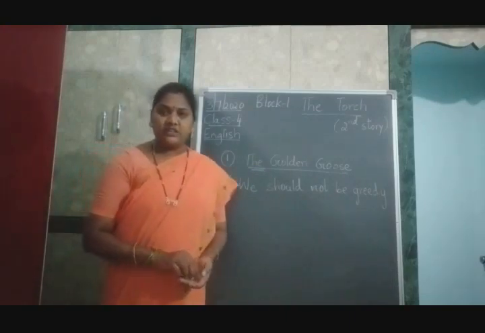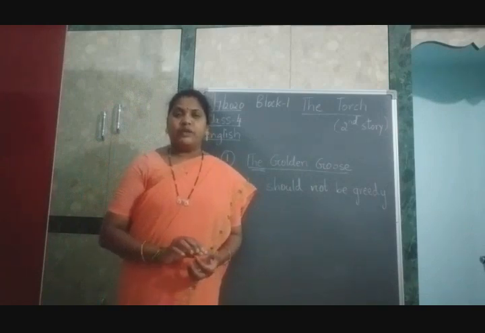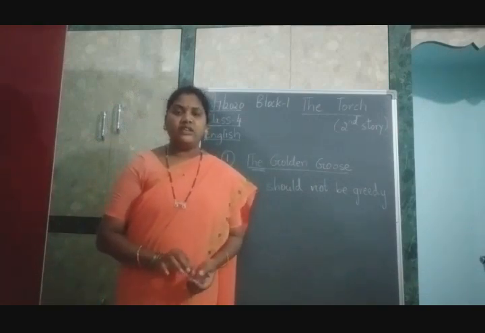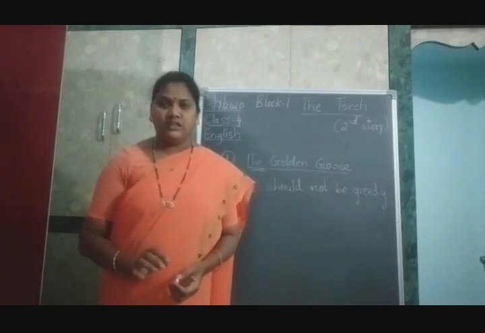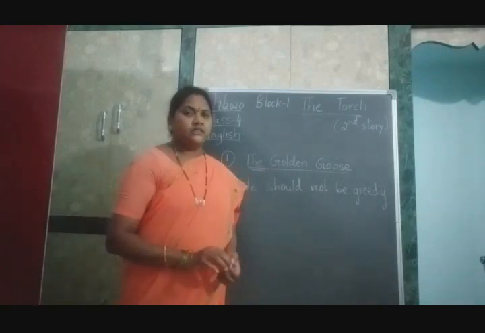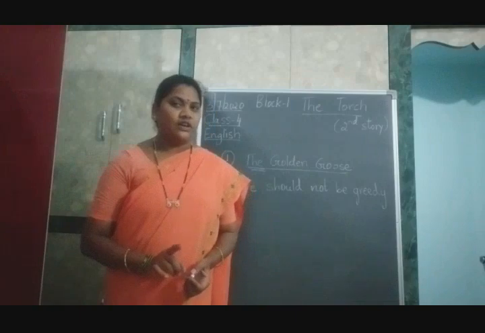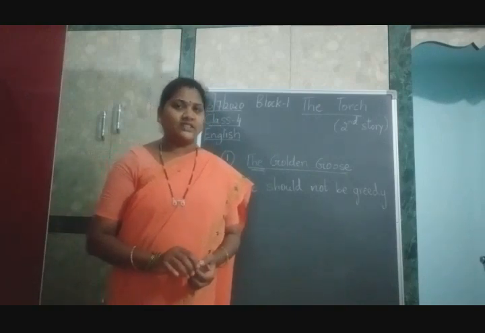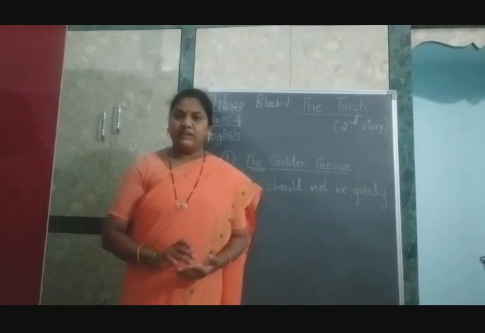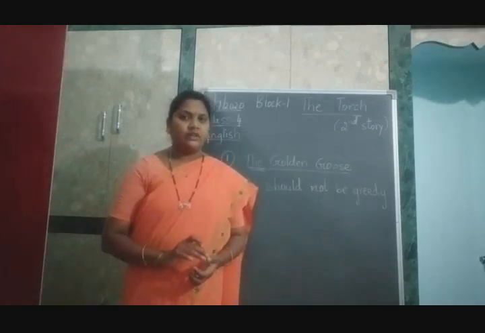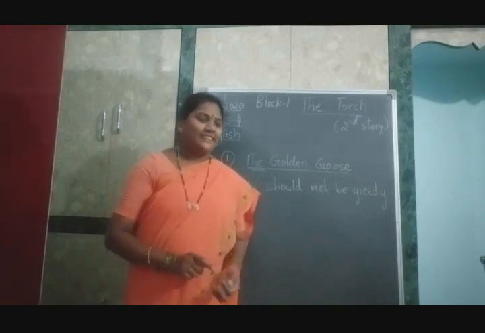Now open your reader, children. I am going to read the lesson for you. Because the sentences are very easy to understand, I am just going to read the lesson. And I told you in the previous class to read and write in your rough book the key details, character, setting, beginning, middle and end of the story. Have you completed that? Hope you have completed.